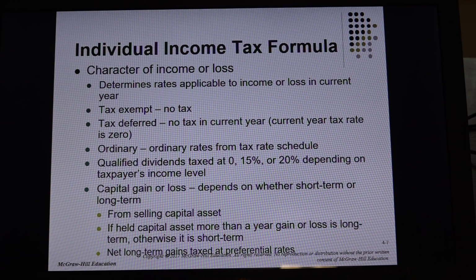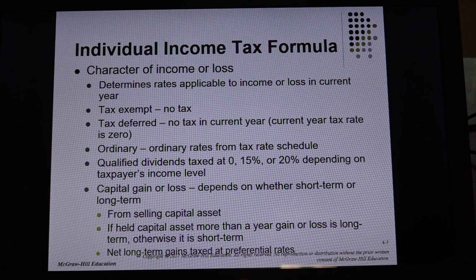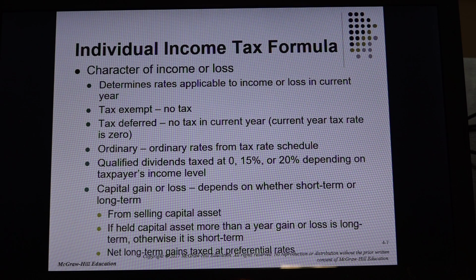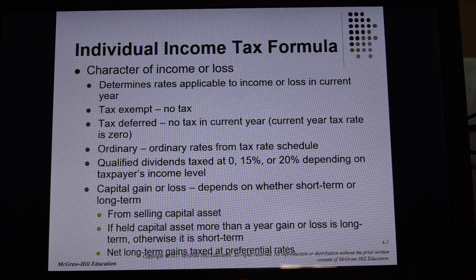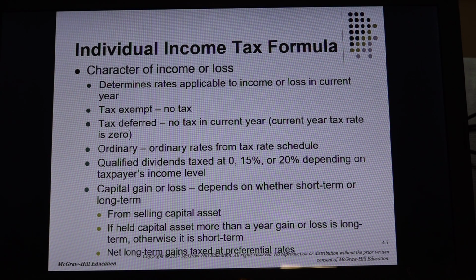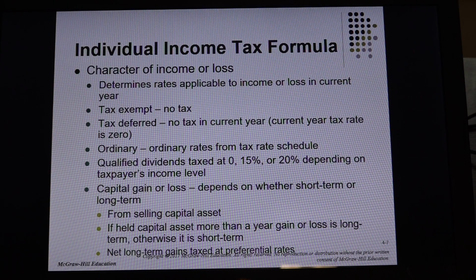Now, the other thing you have to consider when you're talking about income is the character of the income or loss. And so why does it matter what the character of the income is? Different types are taxed at different rates, and in many cases favorable rates. For instance, tax-exempt income is, as the name infers, exempt from taxation. City and state bonds, the interest earned on it is not taxed.